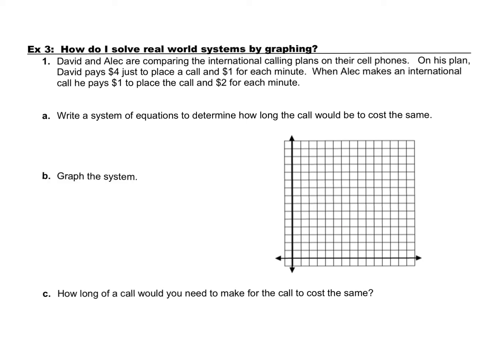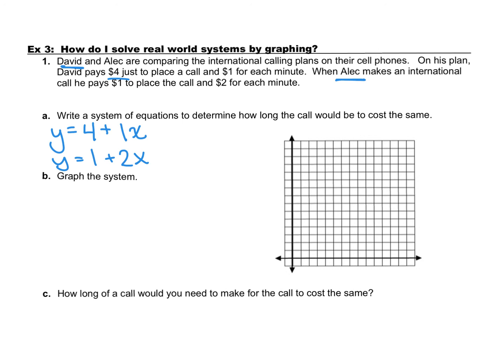All right, so let's write our first equation for David. David pays $4 to place a call, so you're going to pay that $4 fee one time, but then it's $1 for every minute. And so the number of minutes will be our x. All right, so this is David. And our other equation would be for Alec. He makes an international call and he pays $1, and then he pays $2 for every minute.